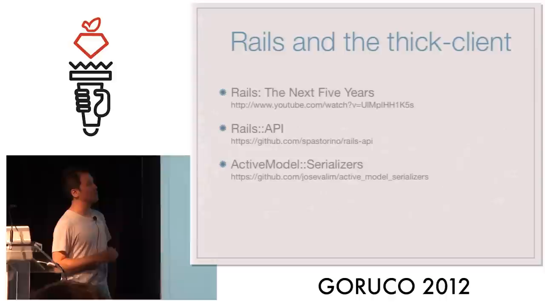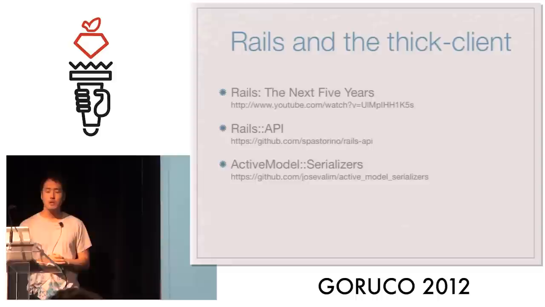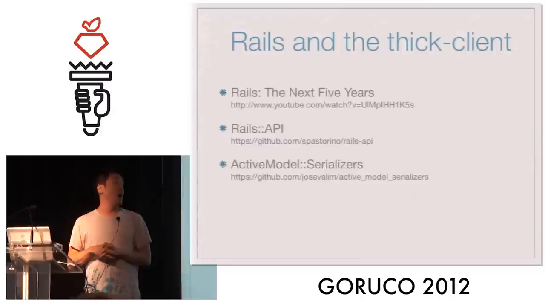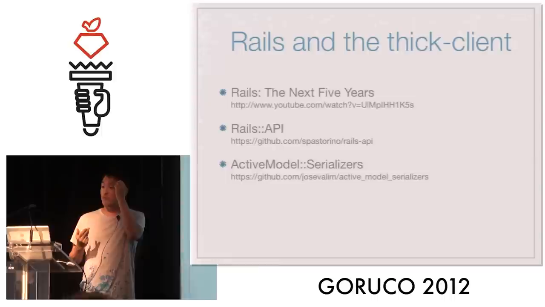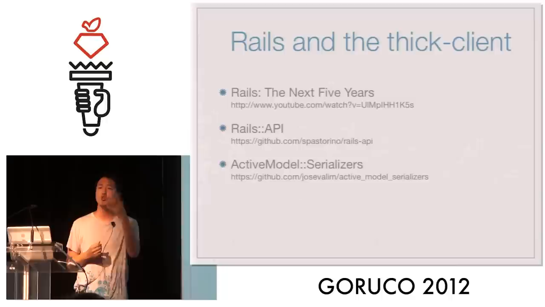Yehuda Katz gave a really great keynote this year at RailsConf. His talk overlaps with this talk to some extent, but it's much more Rails-specific. It's absolutely worth watching. Yehuda is always a great speaker, of course. In terms of tech projects, there are open source projects, there's the Rails API project, which is a way that you can take a new Rails application and then immediately strip out anything that has to do with server-side views.